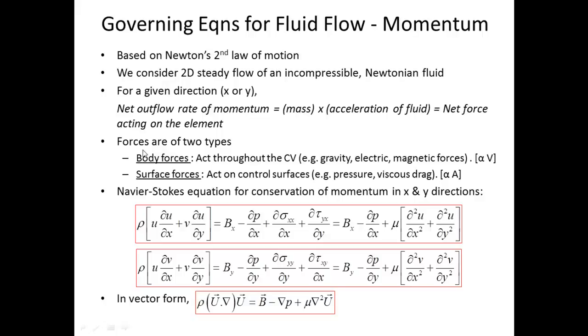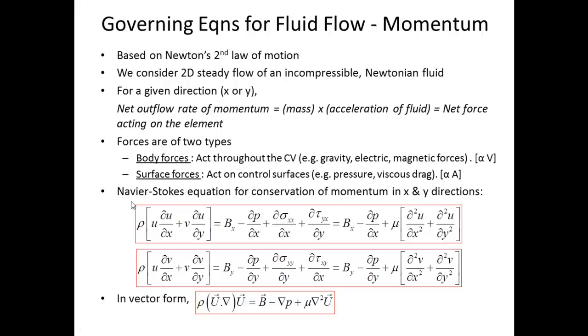When we are discussing forces, there are two types of forces that we should consider here. One is the body force, which acts throughout the control volume, some examples being gravity, electric forces, etc. These forces are proportional to the volume or to the mass of the fluid element. The other type of forces are called surface forces, which act on surfaces, examples being pressure and viscous drag. The surface forces are proportional to the surface area.